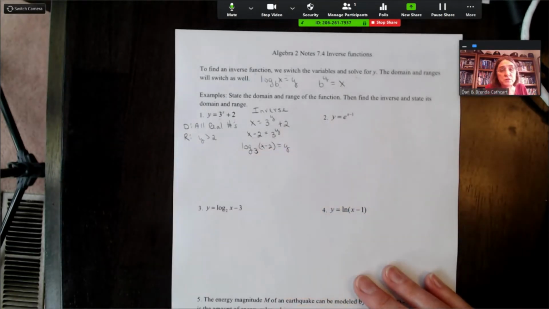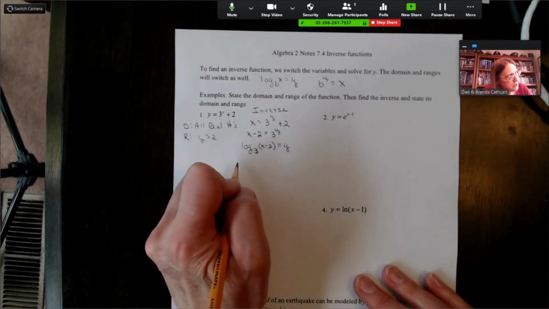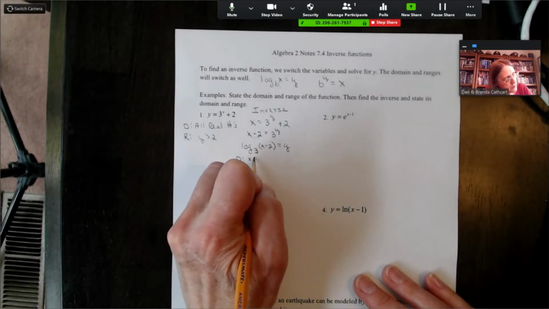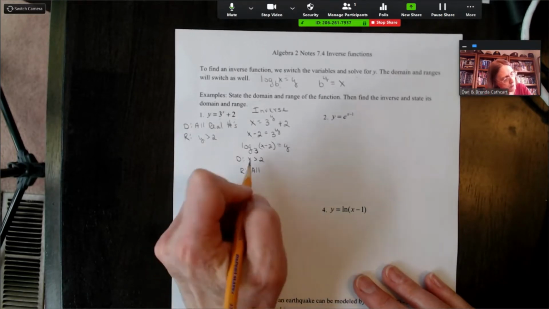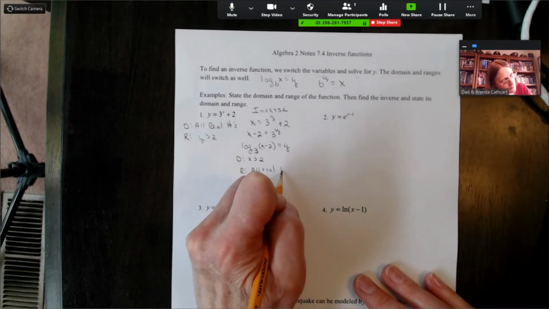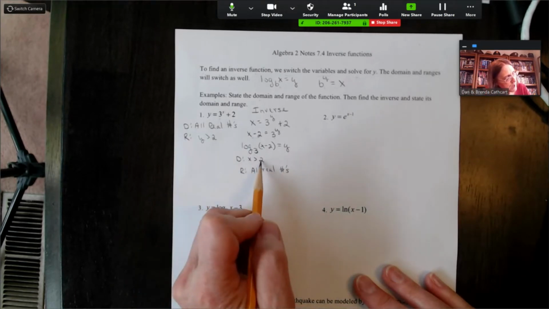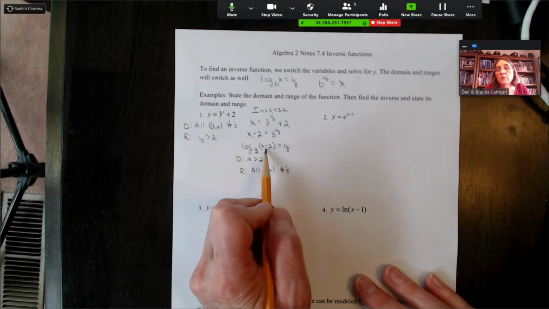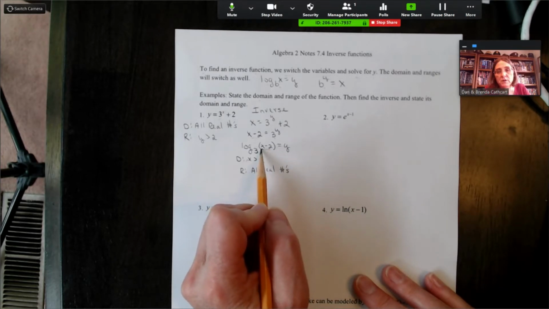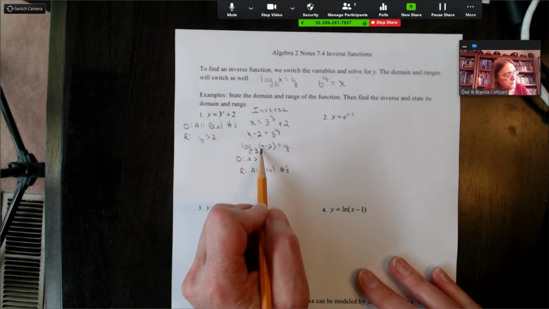For inverse functions, domain and ranges switch. So now our domain is x greater than 2. Our range is all real numbers. Notice that when x is greater than 2, this expression is greater than 0, and this is always going to be the case for the logarithm graph or the logarithm function.